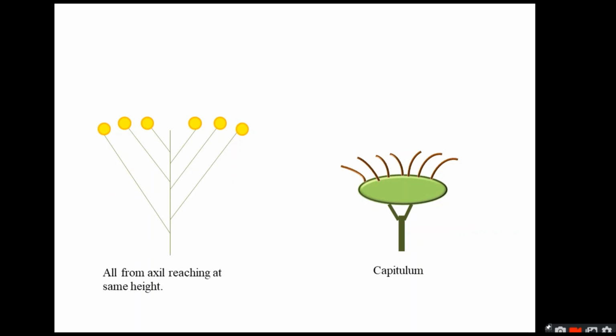Next type of arrangement, we can see that the axils are reaching at the same height. And next is the capitulum. So basically capitulum type of inflorescence is seen in sunflower, where the axis is in the form of disc.